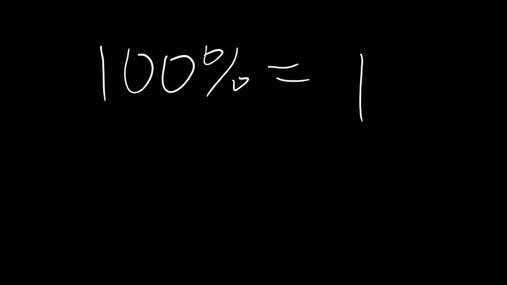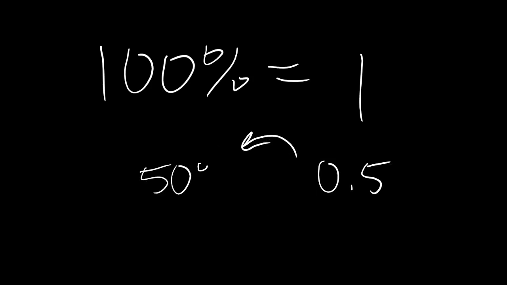Decimals, on the other hand, again, 100% is the same as 1. So decimals are very easy to change into percents. For example, if you have 0.5, that's 50%. You have the decimal point, you move it twice, you get 50.